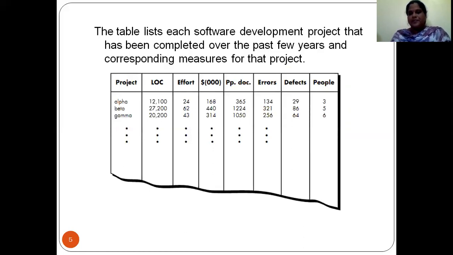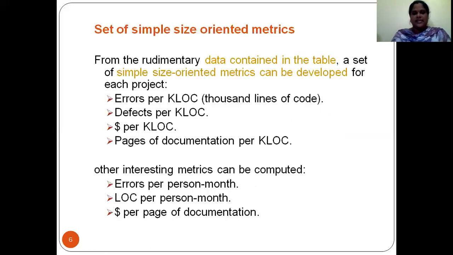What are the lines of code involved and what is the price of it, and next for each project, other metrics we will see: errors per person-month, lines of code per person-month, and the price taken per page of documentation. This way we will measure the size oriented metrics.